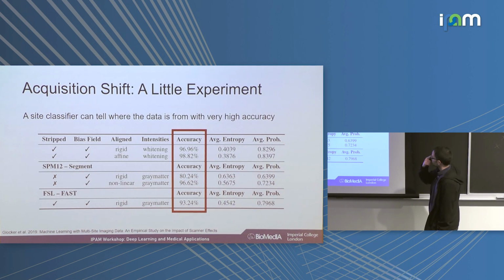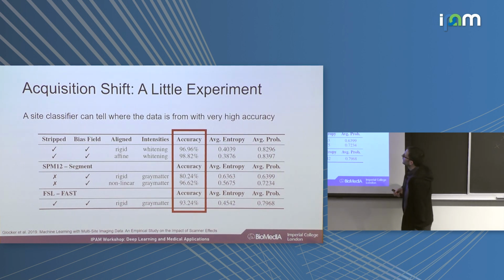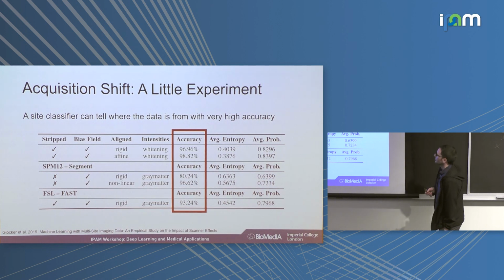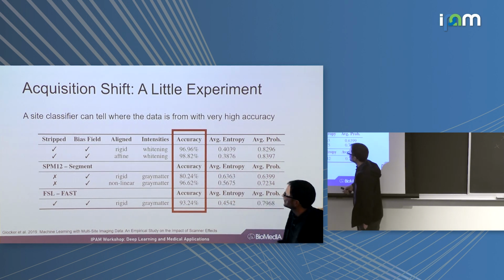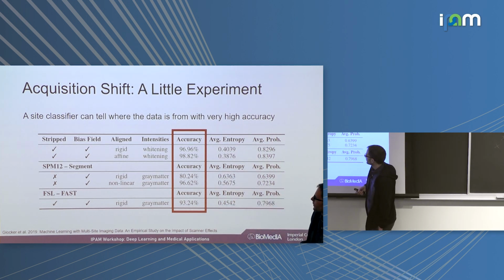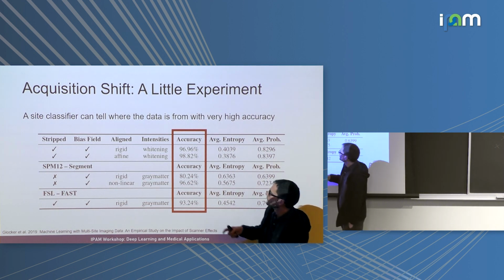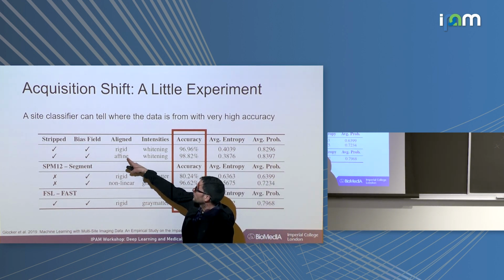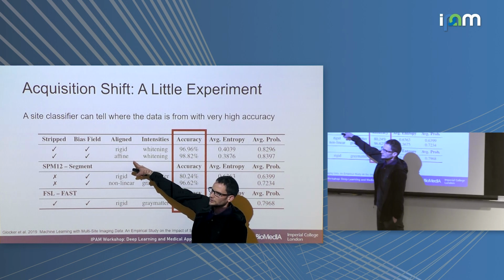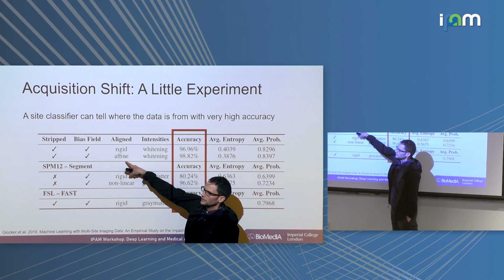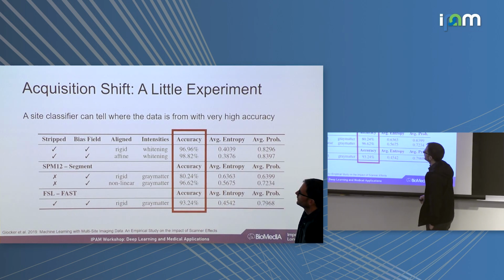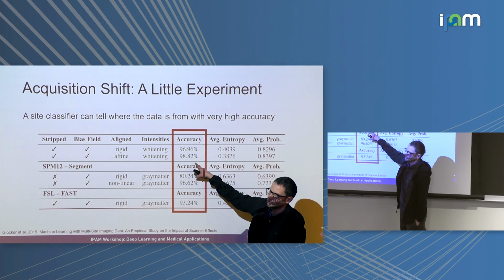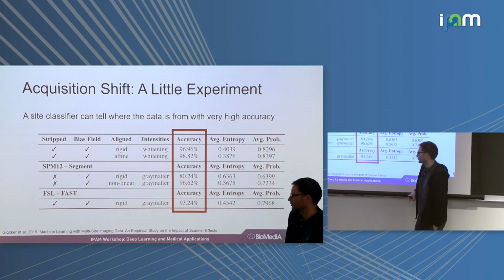So we did this little experiment where we trained a classifier and wanted to see if the classifier can tell us where the data is coming from. And not too surprisingly, it can, with very high accuracy. However, what was a little bit surprising to us is that, if you look at rigidly aligned scans and affinely aligned scans, so here you add scaling, and anisotropic scaling, the accuracy of the classifier increases with the degrees of freedom of your registration method.